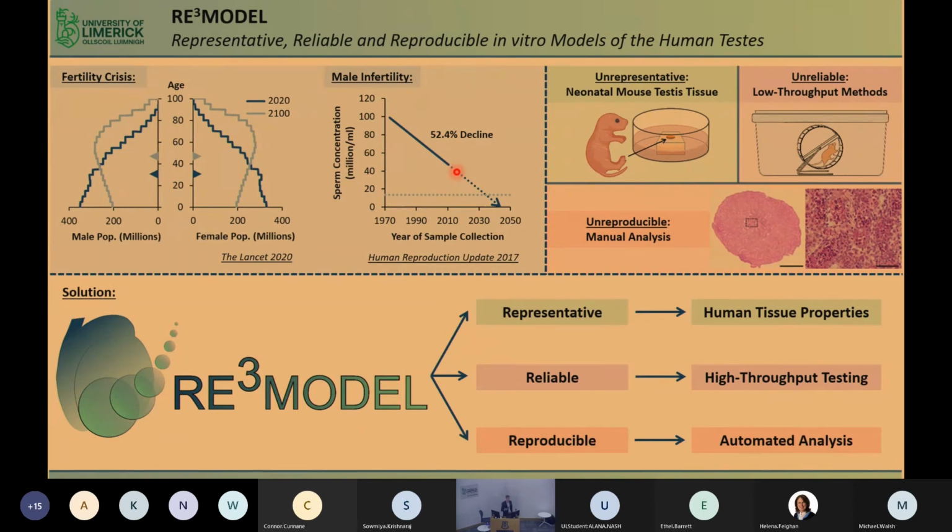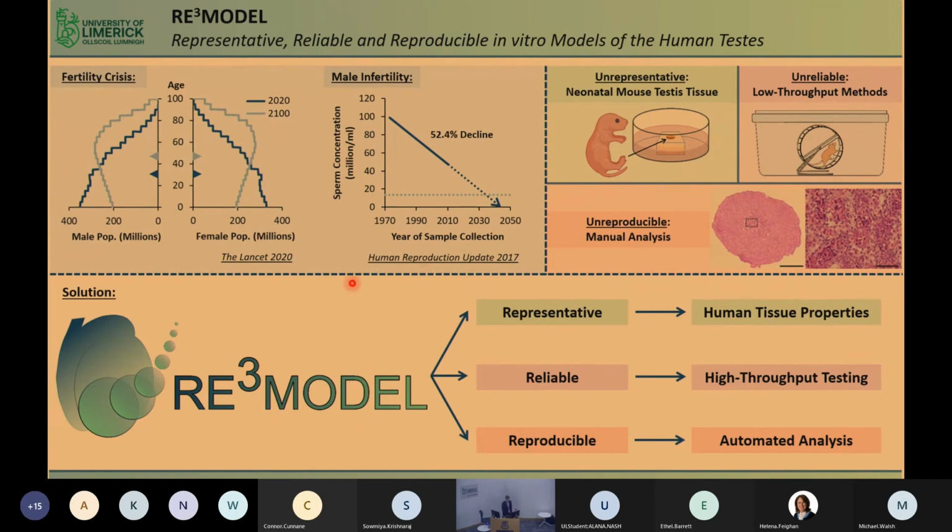Now, empirical just means educated guesswork. So there's no mechanistic understanding of how the therapy works, and there's no way of knowing or evaluating how it is working. And the models that exist to interrogate the mechanisms underlying empirical treatment strategies rely on culturing tissues from neonatal mice, which is unrepresentative of the human condition. And there are persistent low throughput methods and manual analysis that the current models employ that reduce their reliability and reproducibility. And so the urological field really lacks an appropriate model to accurately predict treatment response.